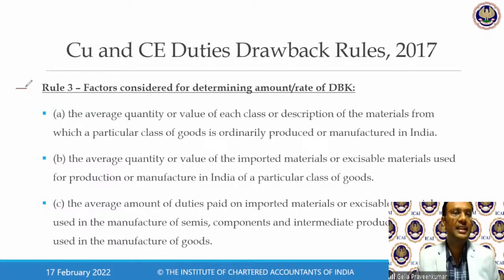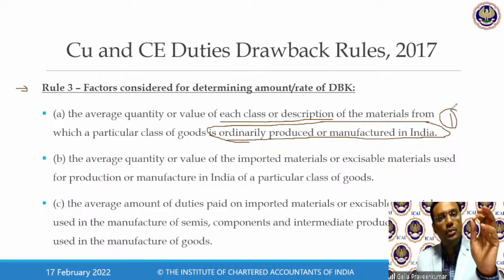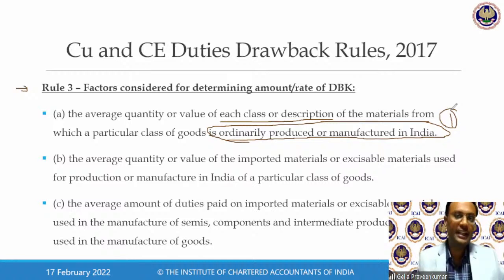Rule 3 has given how they work to fix a duty drawback. What do they say? First, they say, what is the average quantity or value of each class or description of a particular class of goods which is ordinarily produced or manufactured in India. So they say, first I'll identify. What do I identify? I identify those goods which are produced or manufactured in India. I identify their description, I identify their material, I identify their class. Starting point is, let me see who is manufacturing.